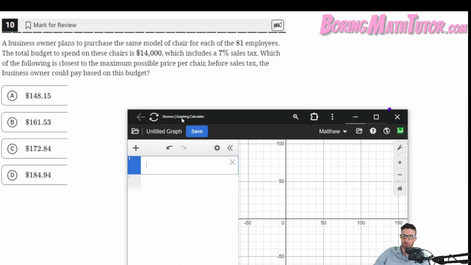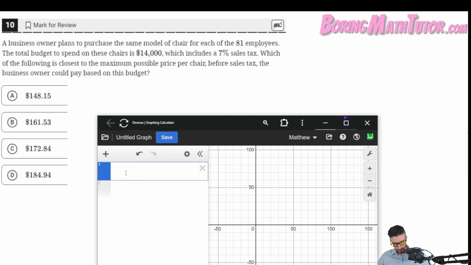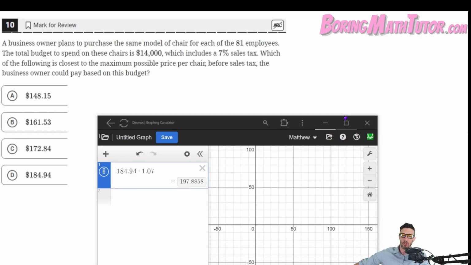So you could try to see if he actually could use the biggest number there, 184.94, by multiplying it by 1.07 first. Multiplying by 1.07 takes care of the fact that there's a 7% sales tax. Basically you take 100% and add 7%, and you end up having to pay 107% of whatever the price is. So you can just do 1.07 times that.